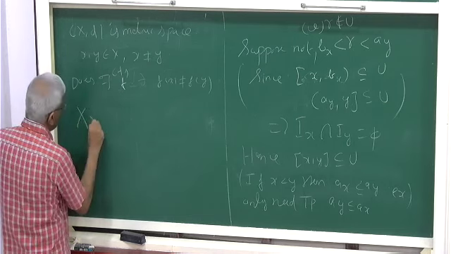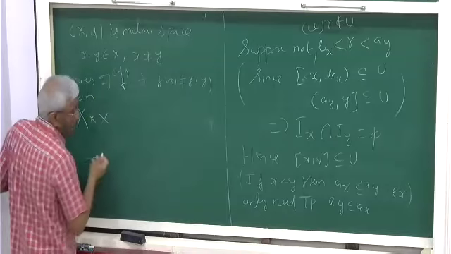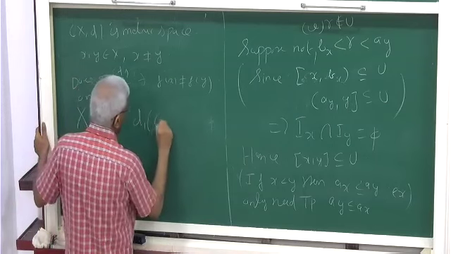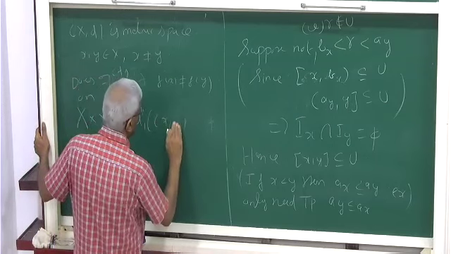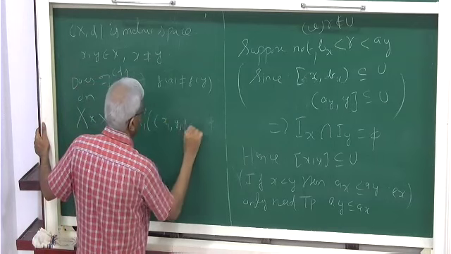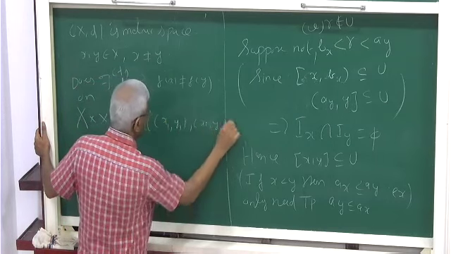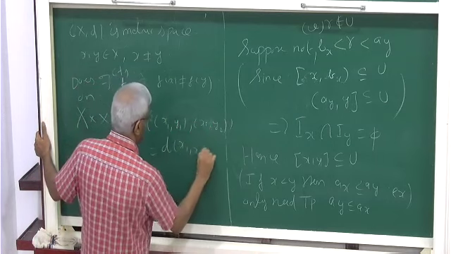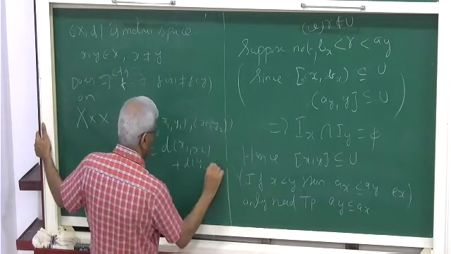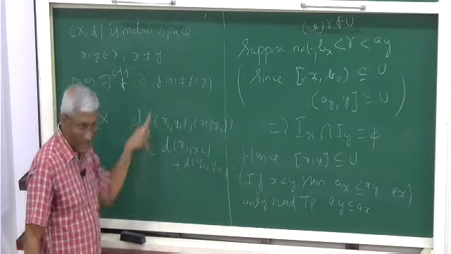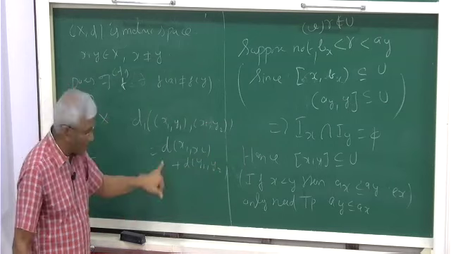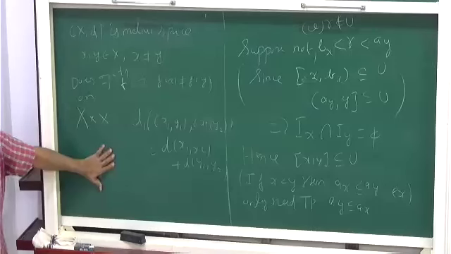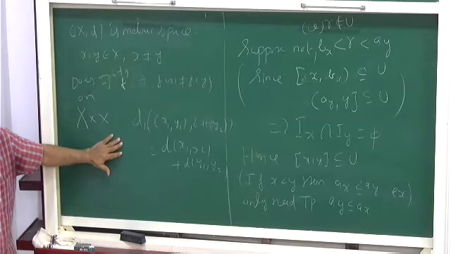So if you want, on x cross x, you can define a different metric. And you can define, for example, d1 of any (x1, y1), (x2, y2) to be the summation d of x1, x2 plus d of y1, y2. Or you can take the square of this and take the square root of that, you call it d2. Or you take the maximum of this, you call this d infinity, whatever. You can define a metric on x cross x. So x cross x is also a metric space.